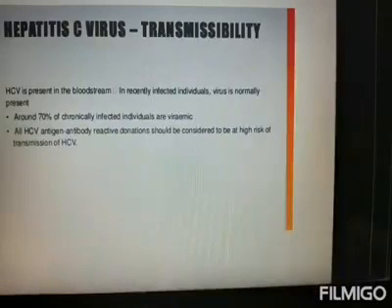Transmissibility of hepatitis C virus. Hepatitis C virus is present in the bloodstream. In recently infected individuals, virus is normally present. Around 70% of chronically infected individuals are viremic. All hepatitis C virus antigen or antibody reactive donations should be considered to be at high risk of transmission.